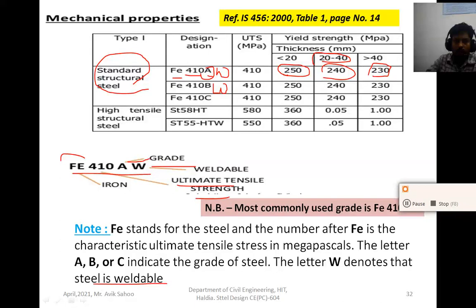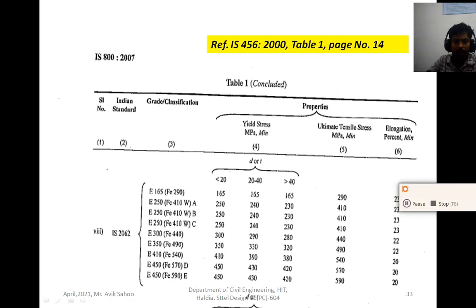Similarly, there is the ultimate tensile strength and yield strength for high tensile steel. And one thing you note, the most commonly used grade is Fe 410. So this grade is commonly used, Fe 410 AW. Now the reference is given in IS 800:2007, page number 14, Table 1, where the different grades of steel are mentioned.